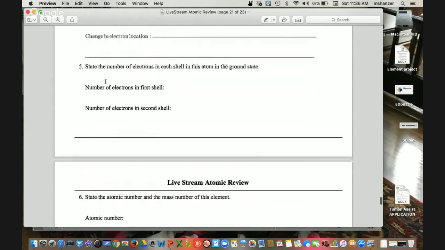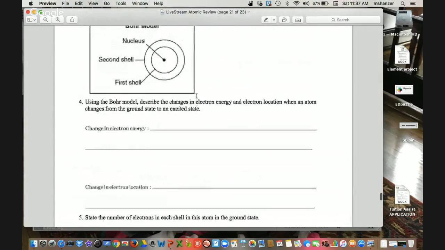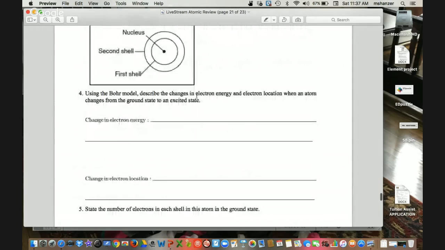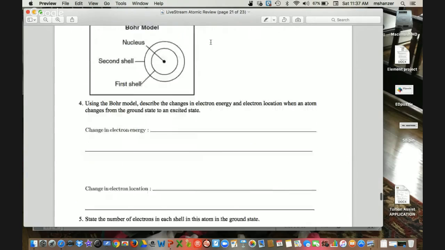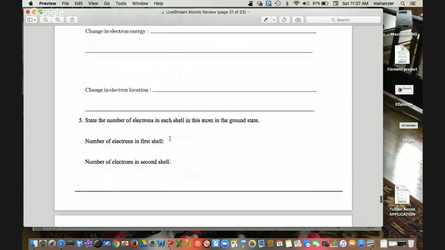Now it says here, state the number of electrons in each shell in this atom in the ground state, the number in the first shell, the number in the second shell. If we look at this particular question, it's telling us there are 4 protons and 5 neutrons. So 4 protons is telling us the atomic number, and that atomic number is for beryllium. It's atomic number 4. We can simply look at the periodic table and see that there are 2 electrons in the first shell and 2 electrons in the second shell.